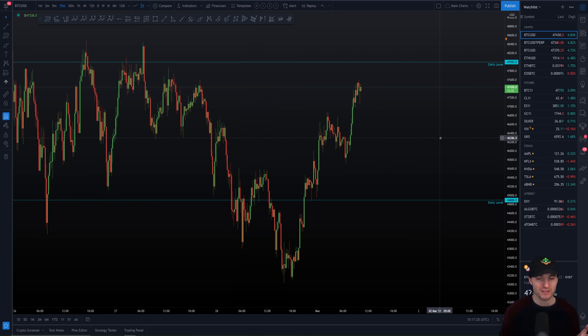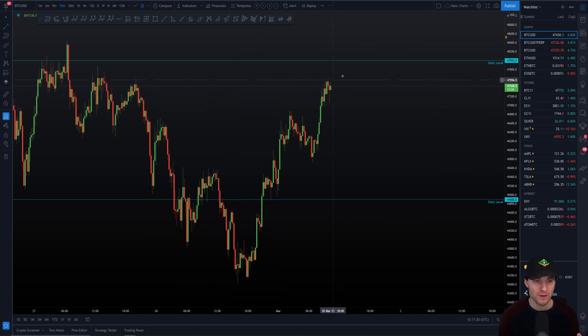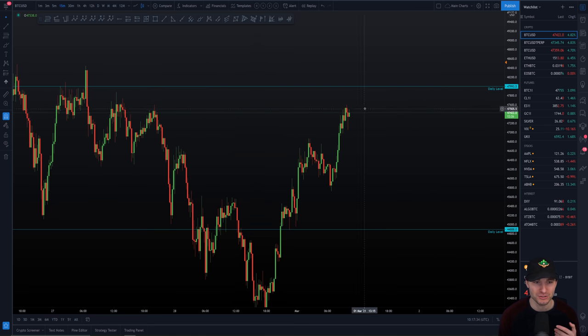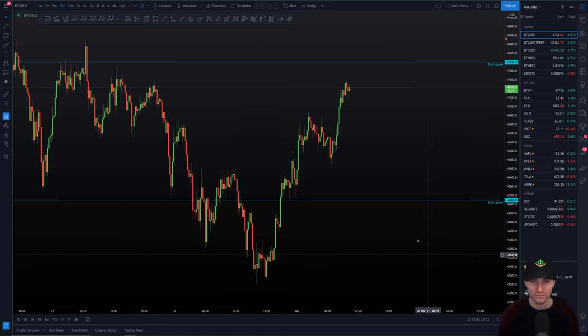So yeah, this is what I'm thinking. You are in a little bit of no man's land almost here at 47,500. If you really want a short, I would wait at least for a local downtrend. If I'm totally honest, I don't think I would. I wouldn't short exactly where we are here. I'd want to see a bit higher before I short it. Obviously, I'm talking about a new trade.